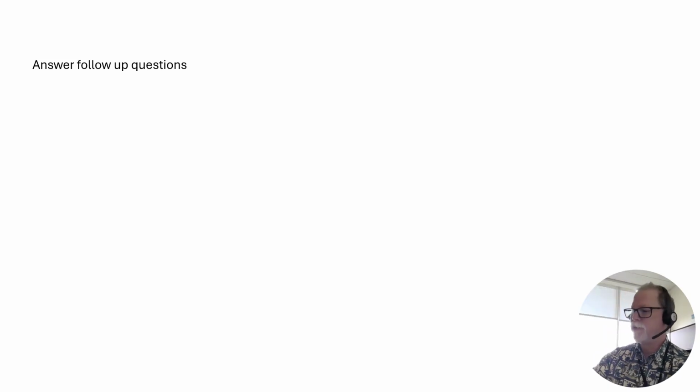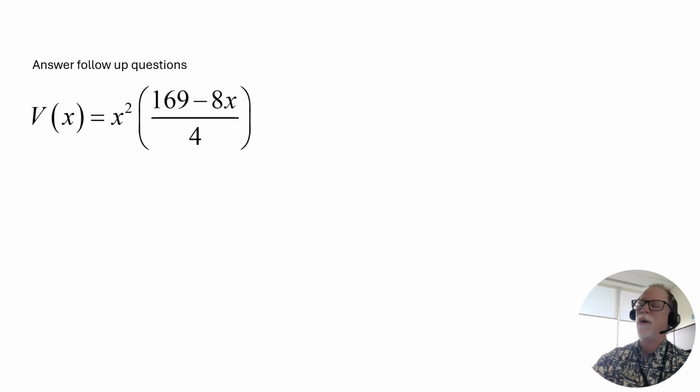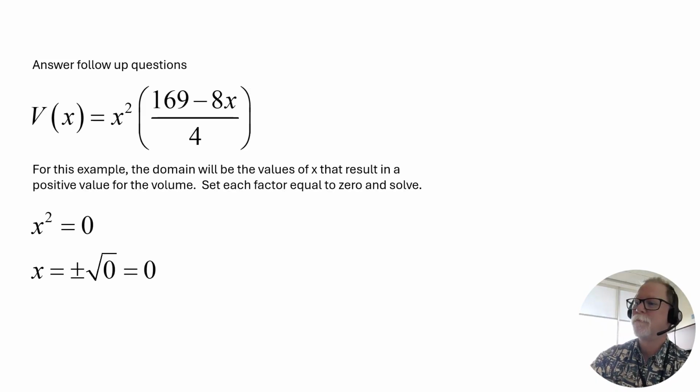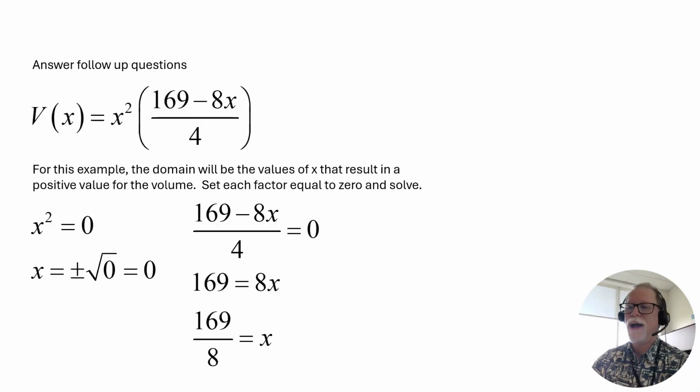So how do we then figure that out? Well, our volume equation is in factor form. And if we take each factor and set it equal to 0, we can figure out the value where it could be negative and we don't want it to be negative. So anything in between those values will work. So nothing negative, not 0.